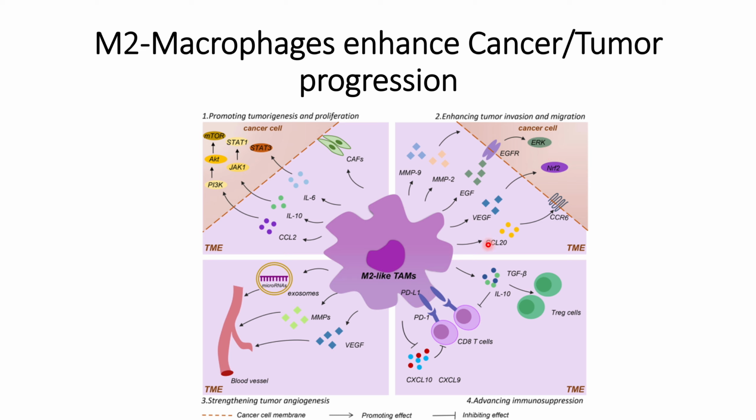And similarly, the CCL2 cytokines, which are released by M2 like TAM, that is tumor associated macrophages, also help in enhancing tumor invasion and migration. Next, we will understand about strengthening tumor angiogenesis.